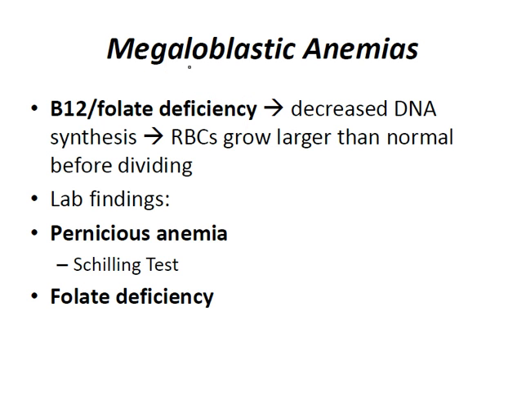What about megaloblastic anemia? Well, you have a B12 and a folate deficiency, which leads to a decrease in DNA synthesis, which therefore leads to RBCs that grow larger than normal before they start dividing. So let's go over a quick review of B12 and folate metabolism.